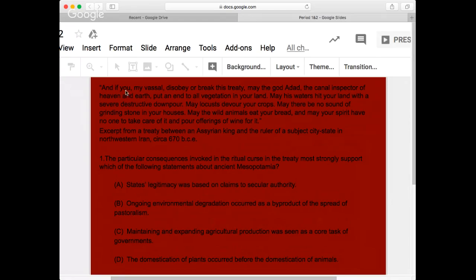So if I look up here, it says, if you, my vassal, disobey or break this treaty, may the god put an end to all vegetation in your land. So even just from that first sentence, it looks like they've made some treaty, and this guy is saying if you break the treaty, then may the canal inspector of heaven and earth, the god, end all of your vegetation. So may he basically ruin all of your fields. You can tell when I'm reading this that this is a really religious place, since it's saying God will ruin all of your vegetation if you break this treaty. And assuming that this is some government official. Oh yeah, this says it's a king.